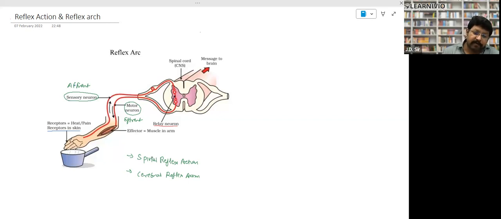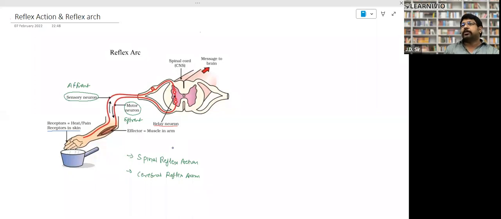Reflex actions are of two types: spinal reflex actions, where the order comes back from the spinal cord only, and cerebral reflex action. In cerebral reflex action, they are also quick actions, but the order comes from the brain only, right?